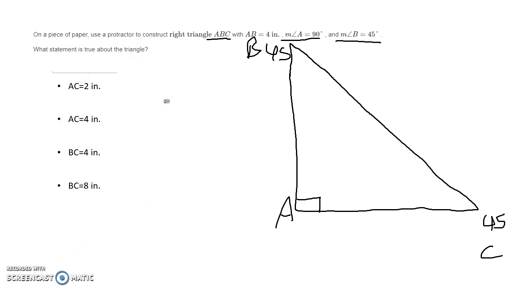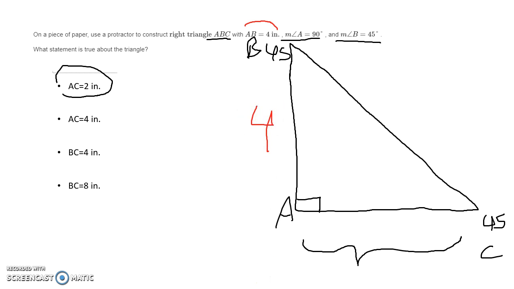All right, so which one of these statements is true? Is AC 2 inches? Well, AC is the distance between A and C, so is this 2 inches? We're going to use the information they gave us up here in the problem. It says that AB is 4 inches, so I'm going to put that here.